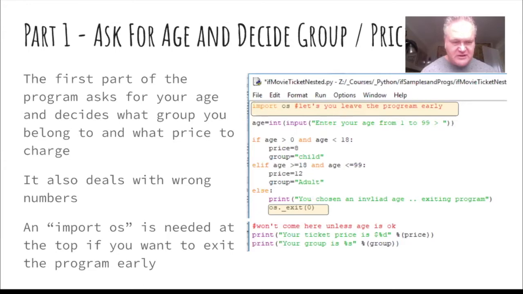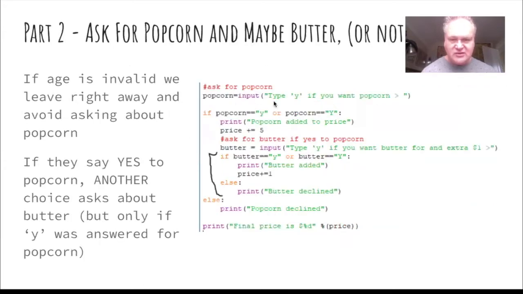All right. On the next slide, we're going to ask about popcorn. If they say yes to popcorn, we're going to enter an inner if. Remember this from school, where we're going to ask them also if they want butter. And if they say yes to butter, we're going to add another $1 to the price, on top of the 5 for the popcorn.